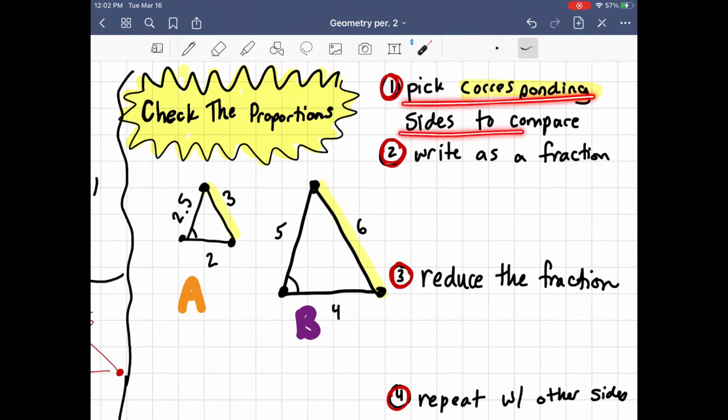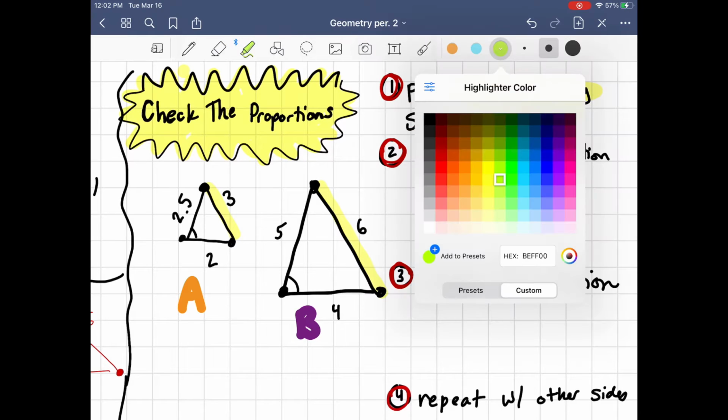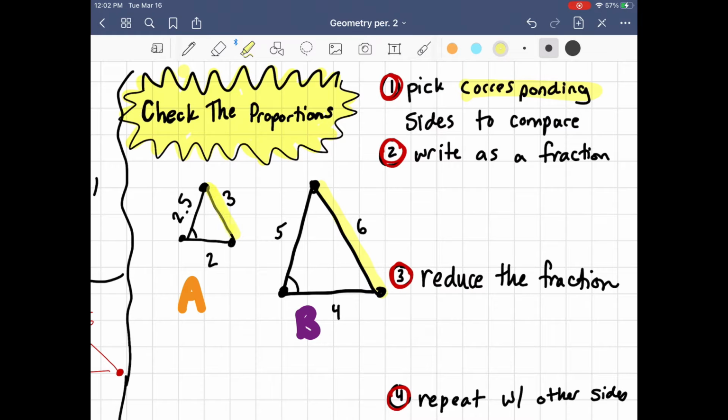So first thing you want to do is pick some corresponding sides to compare. Corresponding means they're in the same position. And as you can see here, I've got these two side lengths that are in the same position. These ones I highlighted in yellow, the 3 and the 6, those are corresponding. And we also see they're across from the angle, so they're in the same spot.